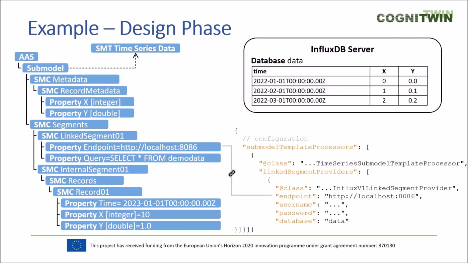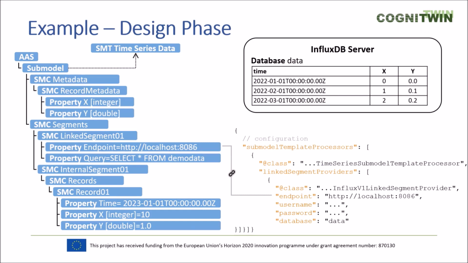As always, FAST service needs to be started with an AAS model and a configuration file. On the left, we see an example model containing one submodel that realizes the submodel template time series data. First, we see that it contains a metadata object defining the data structure of this time series, the data points x and y of our time series data and the corresponding data types.